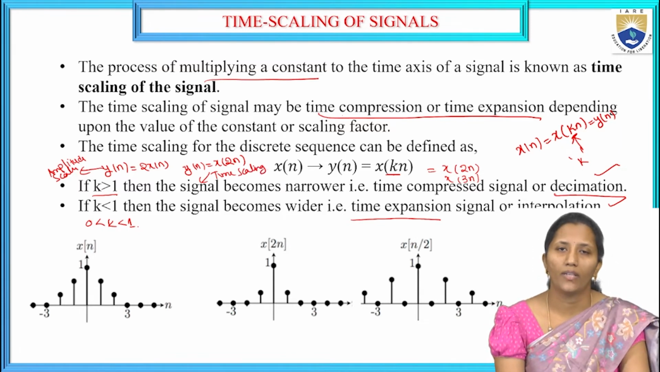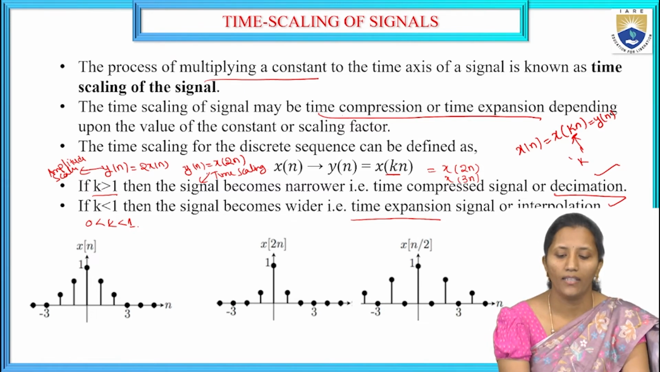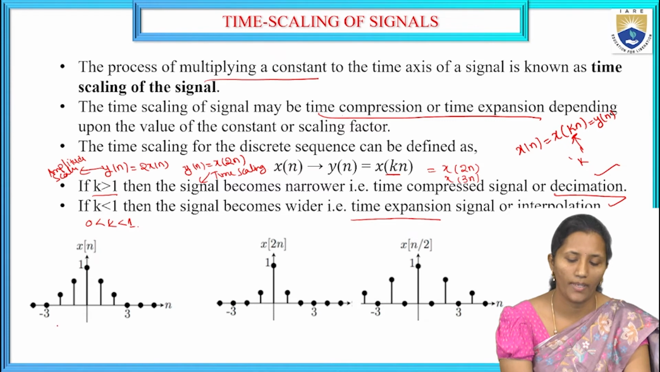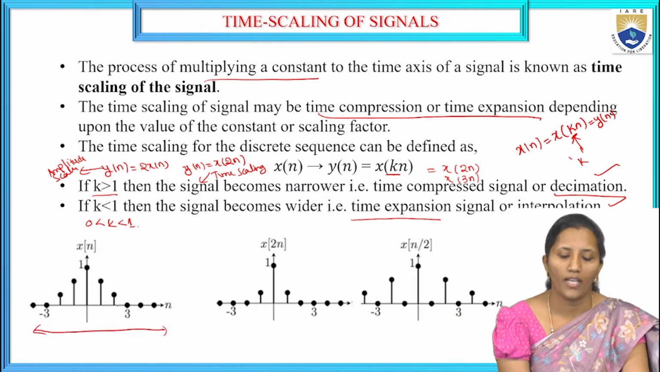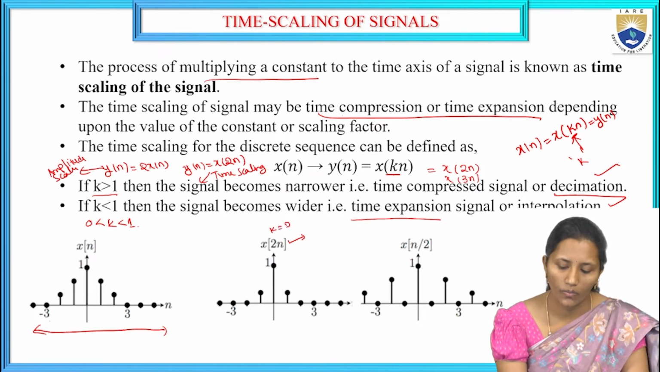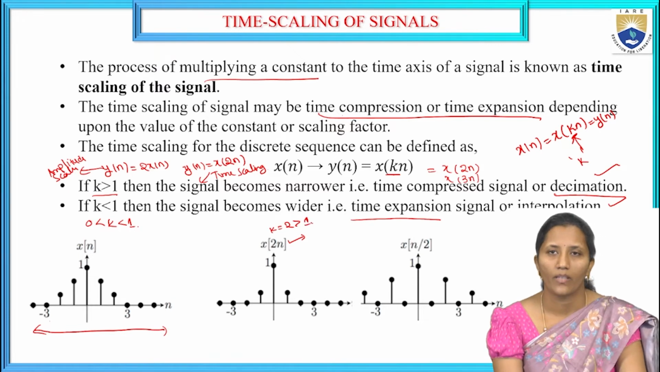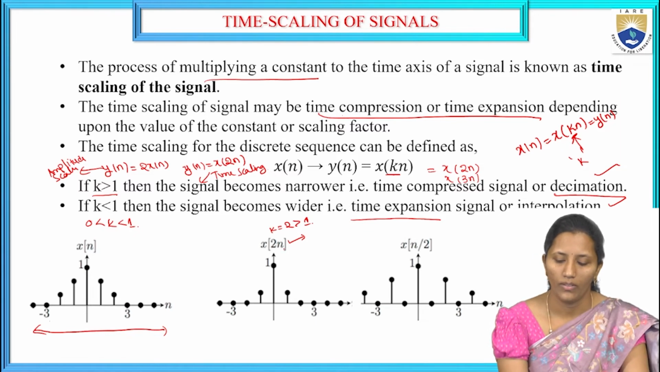In amplitude scaling, only the amplitude of the signal will be varied. In time scaling, the amplitude will be constant. Either the signal will become expanded or compressed in the time scaling of a signal. For example, I am taking the x of n signal. This is the example here. From minus 3 to 3, I am taking sample values of x of n. Then x of 2n. So here k is a constant, k is equal to 2, which is greater than 1. If k is greater than 1, the signal becomes narrower. How are we going to narrow the signal?